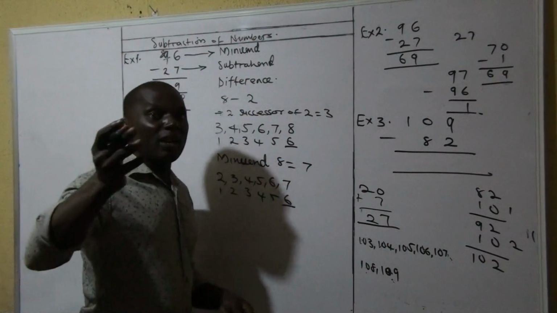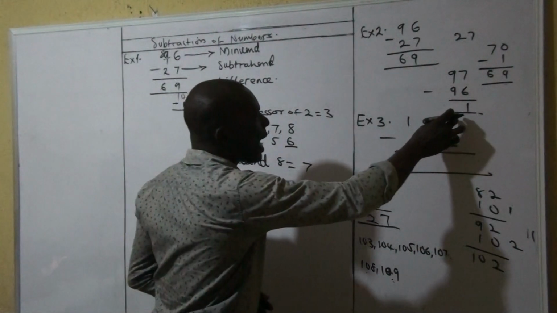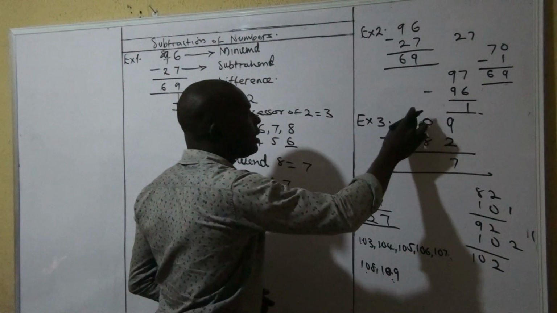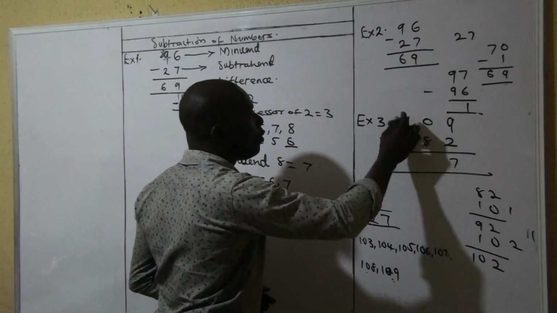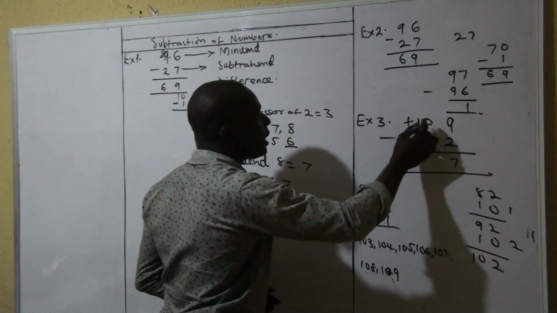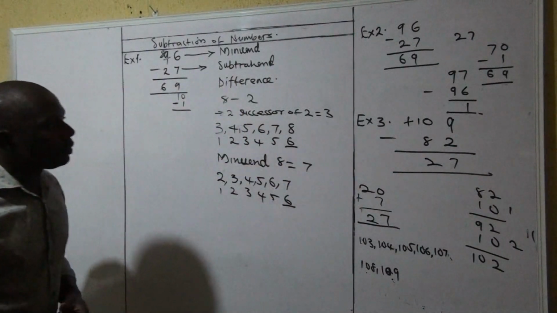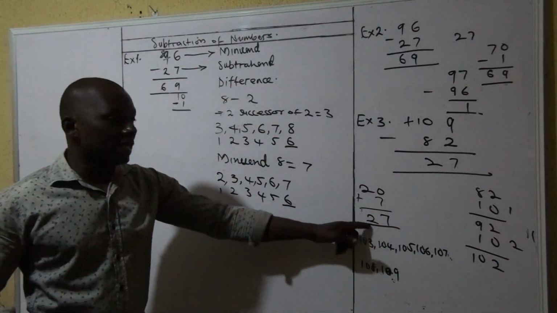Assuming we are using our normal method, we say 9 minus 2 is 7. Here, 0 take away 8 is not possible. We'll borrow this one here, and here becomes 10. 10 take away 8 is what? It is 2, so the answer is 27 as well. You see that our answer is the same.